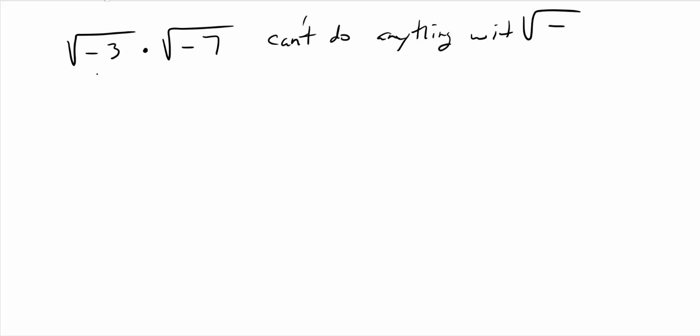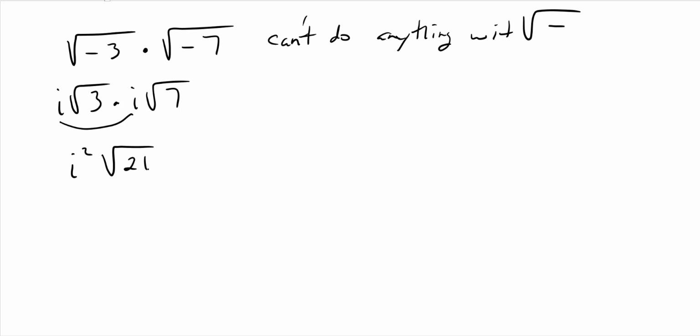Okay, the first thing you do is you're going to take out an i. So i root 3 times i root 7. That's all you're going to do. And then you're going to multiply the i's together. So what's i times i? Just like x times x is x squared, i times i is i squared. And the square root of 3 times square root of 7 is the square root of 21. Now you can't simplify square root of 21. But remember what I told you? I had big, bold letters. No exponents with i's. Ever, ever, ever, ever, ever.